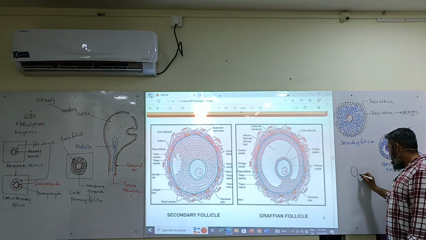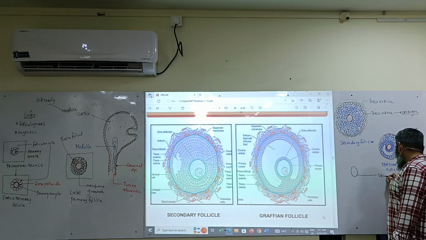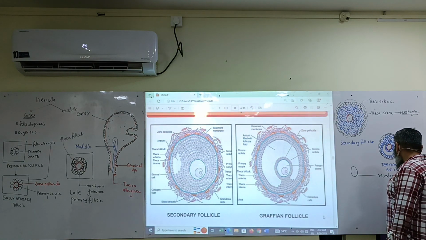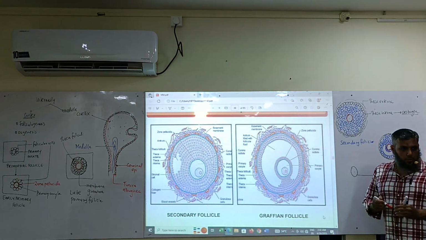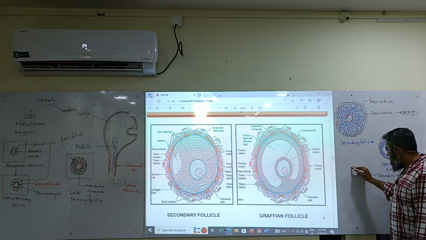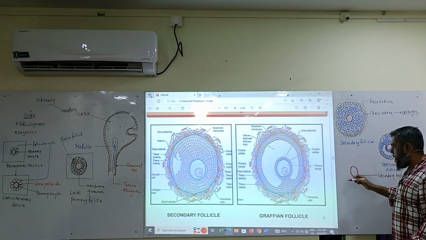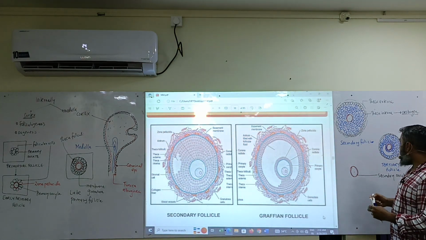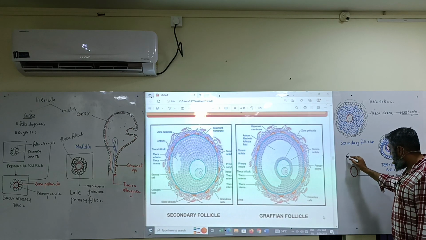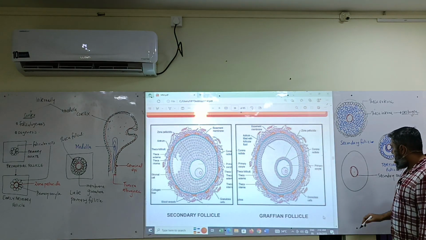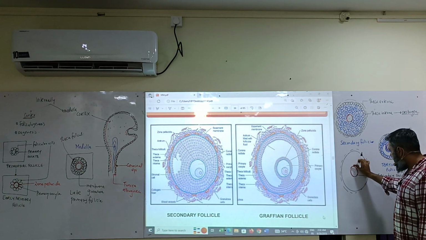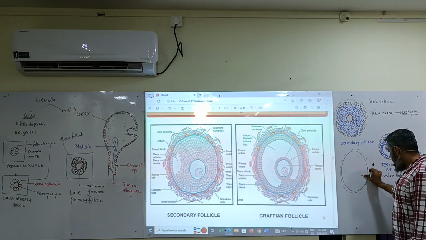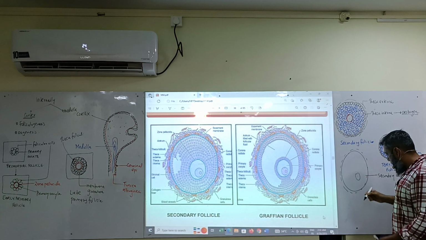ये कौन है बच्चों? ये कौन है? दुबे जी, कौन है ये? Secondary oocyte. And what is the secondary oocyte surrounded by? Zona pellucida. These are some of the tiring diagrams. और ये थीका इंटरना, थीका एक्सटर्ना. तो उसको सरका देता हूं मेरे को.